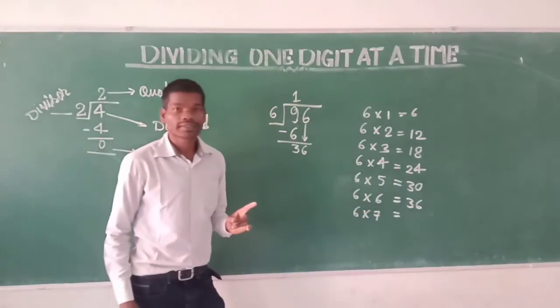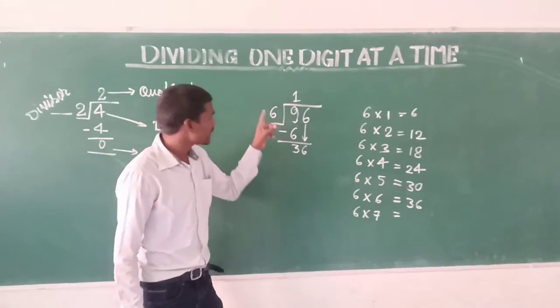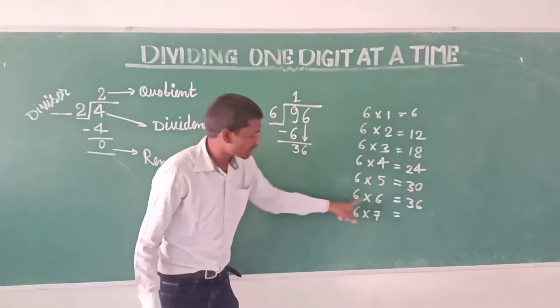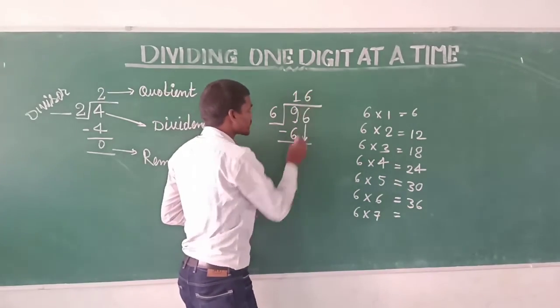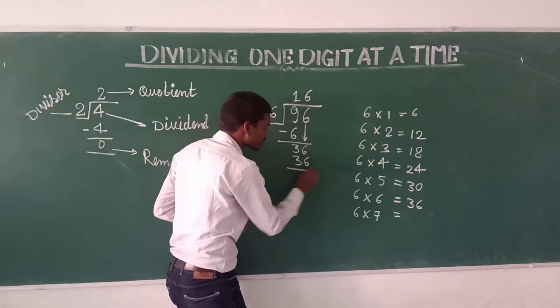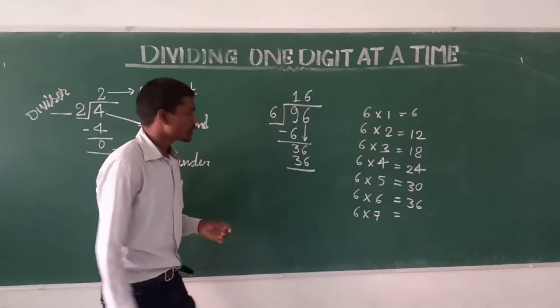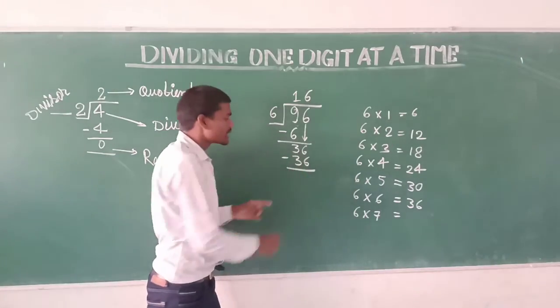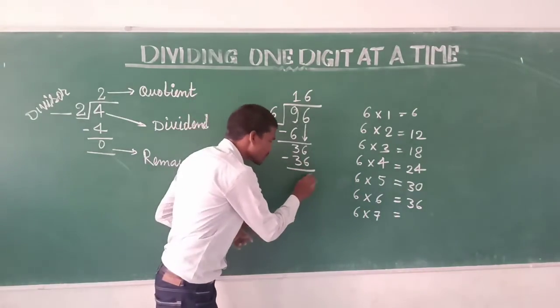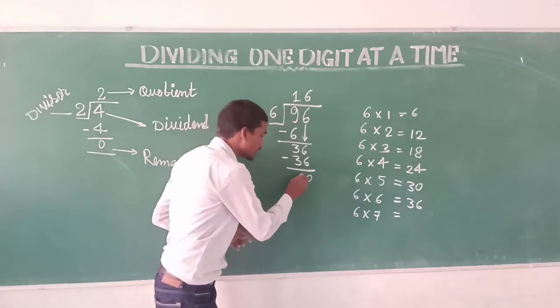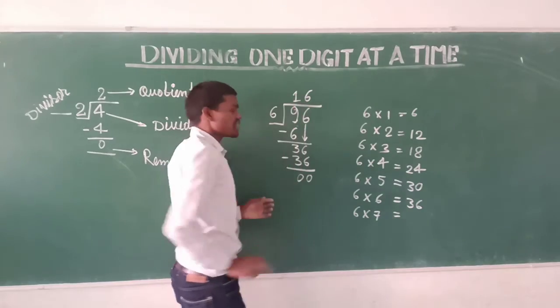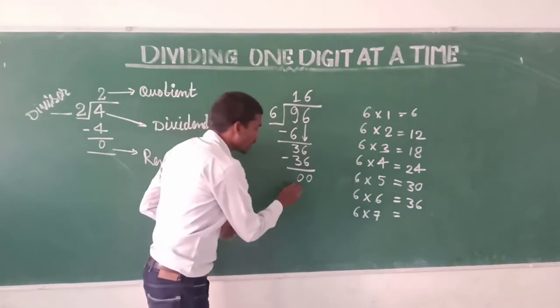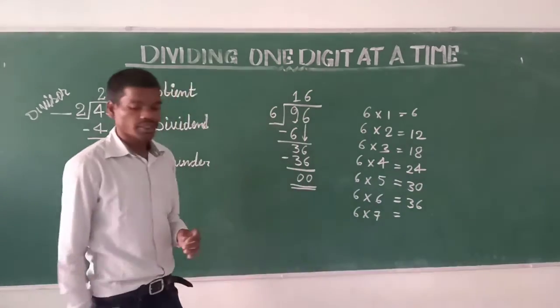Here 36. Yes. Now how many times it is going? 6 times. 6 6s are 36. We shall write like this. So now minus it. 6 minus 6, 0. 3 minus 3, 0. Our answer is what? 16. Okay, our answer is 16.